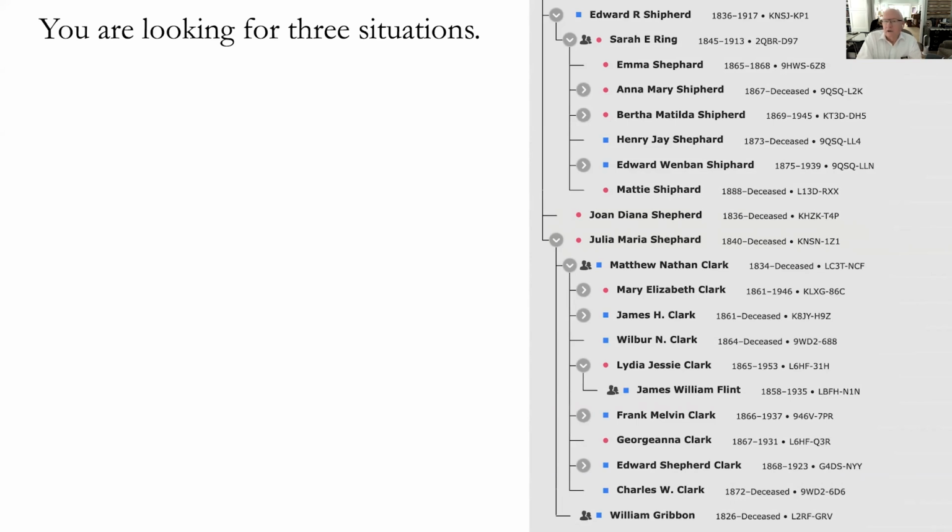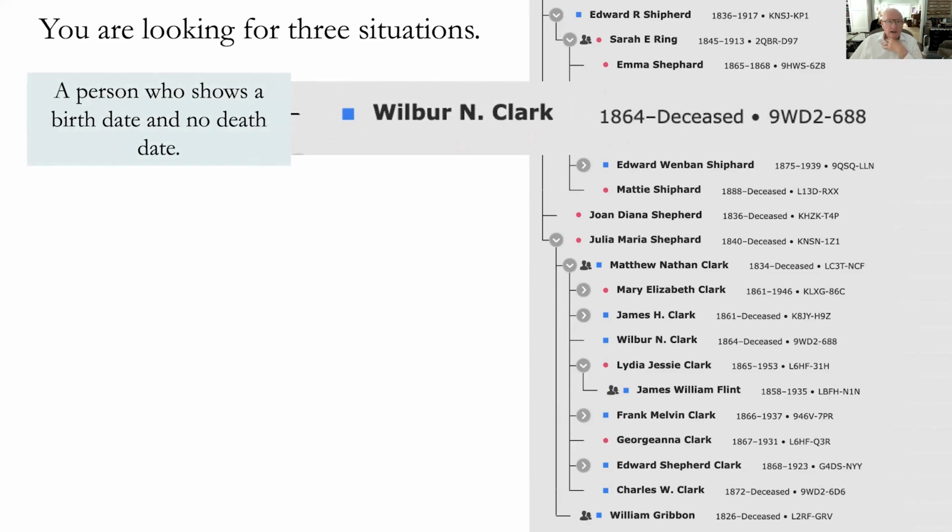Who are we interested in? Some of these people have already got a lot of information, and some don't have any. So there's 3 situations that we look at on the descendancy chart to see whether or not this is something we want to do, and not just reconfirm some work that has already been done. So in this, we show a person who shows a birth date and no death date. So here's a person named Wilbur Clark. He was born in 1864, but it doesn't say when he died.